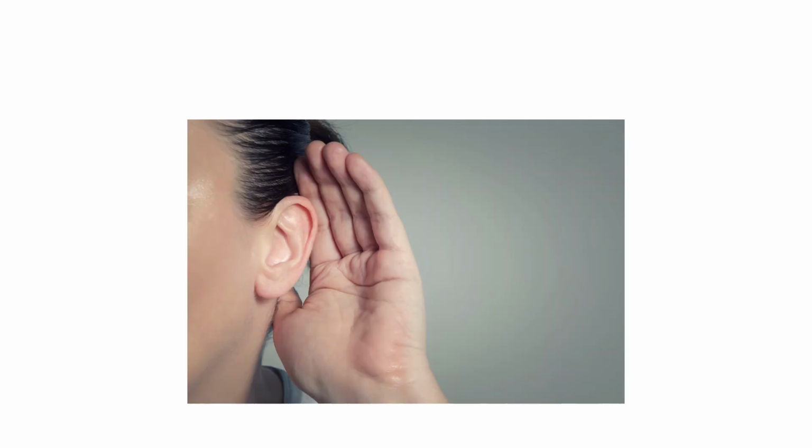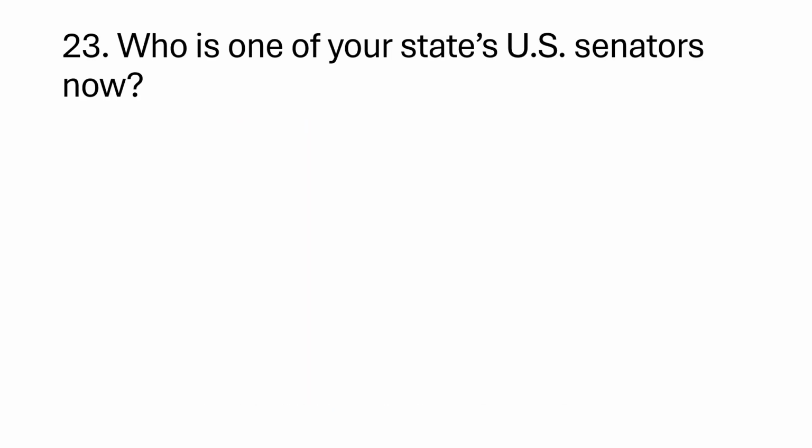Now, this is one that you will have to look up, depending on where you live. The next question is, who is one of your state's U.S. senators now? This changes every 6 years, at the end of their cycle, or if one dies or resigns.